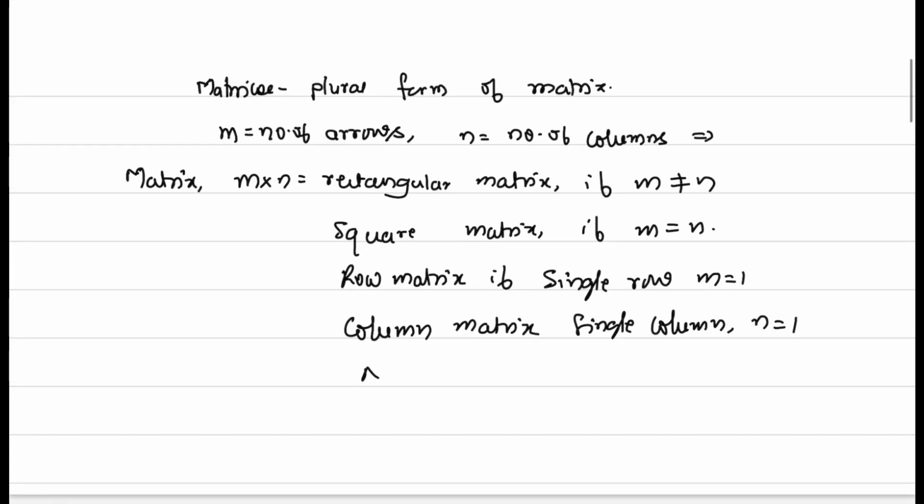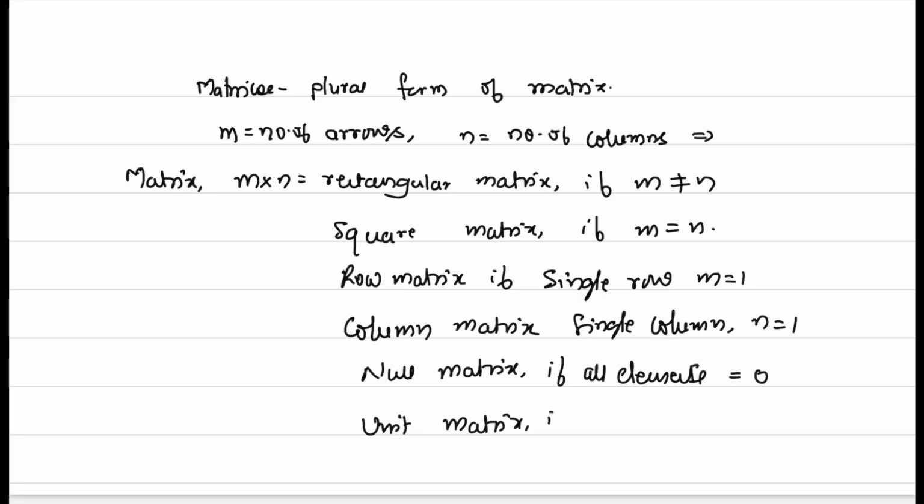It is a null matrix if all elements are 0. It's a unit matrix if diagonal elements are 1 and all other elements are 0.